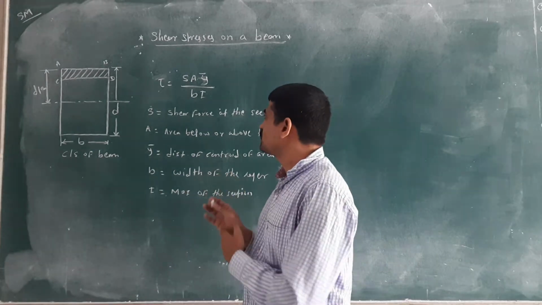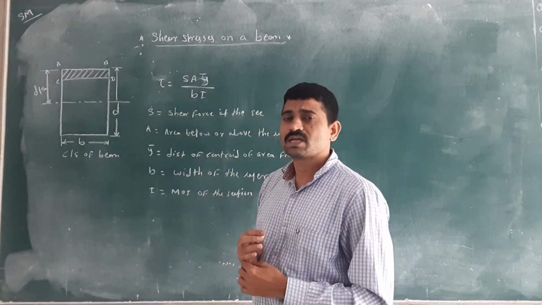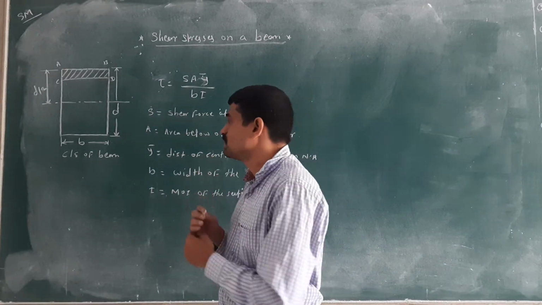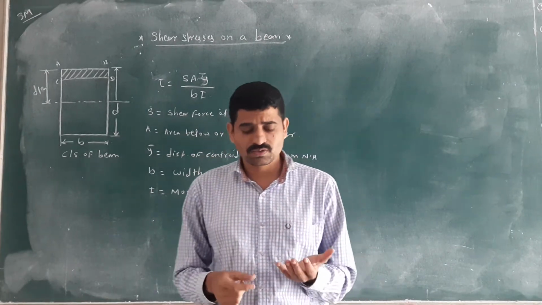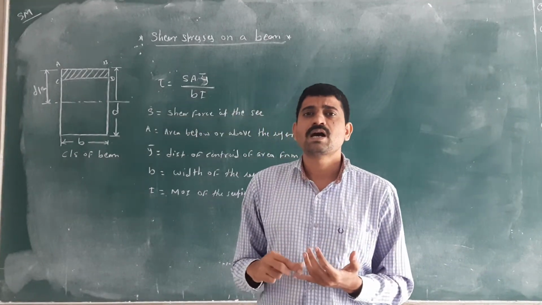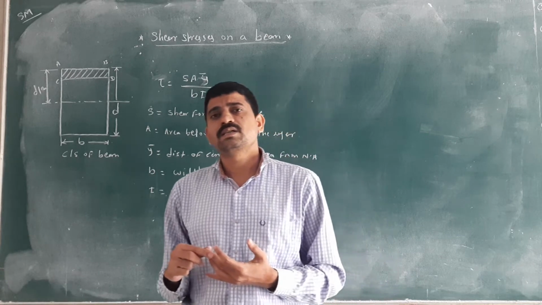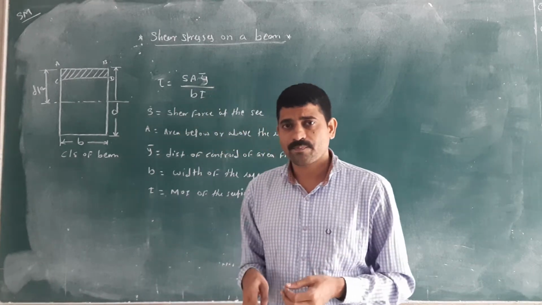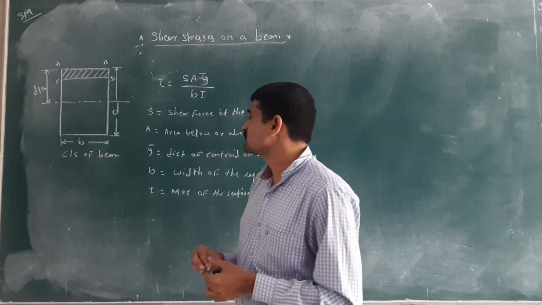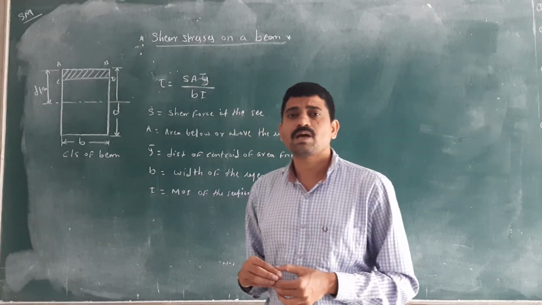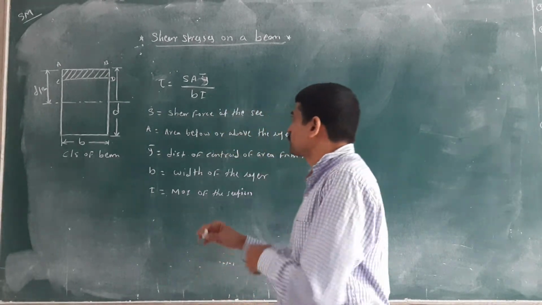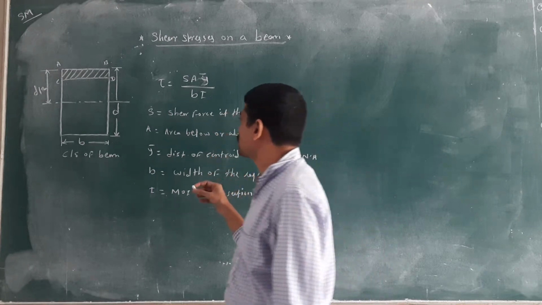I will skip the derivation part and explain how to get that formula with the help of different sections: rectangular section, I section, T section, circular section, etc. With that, you have to calculate the shear stress distribution diagram as well as the value of the shear stress. Then we will see the meaning of that formula.